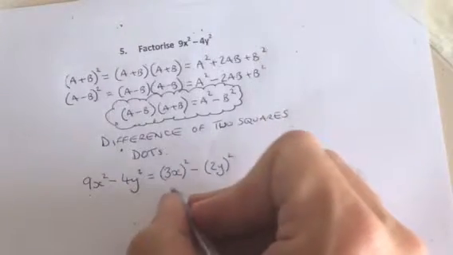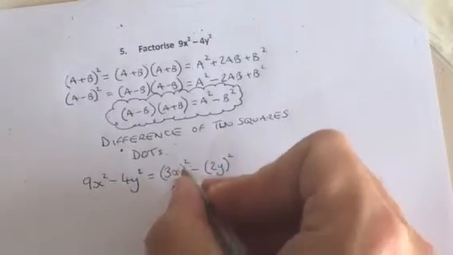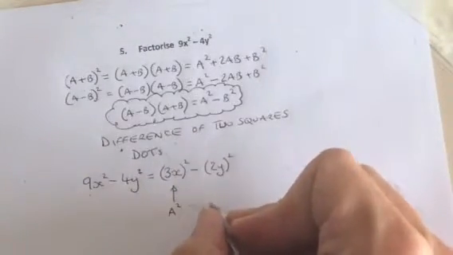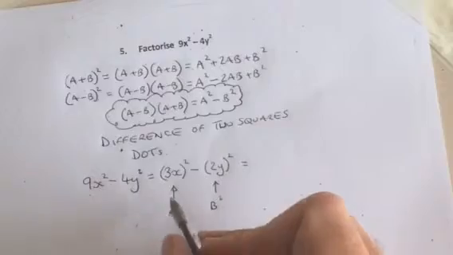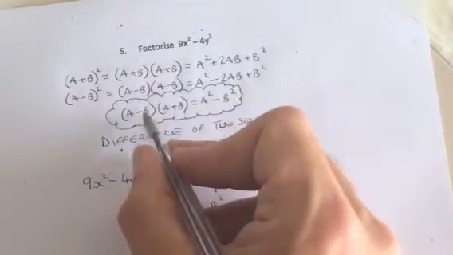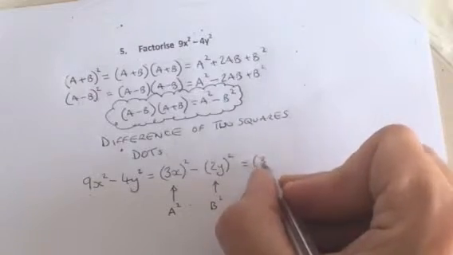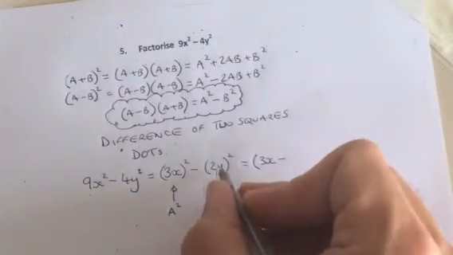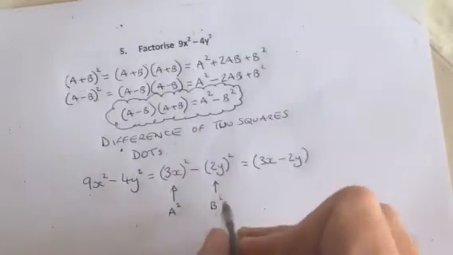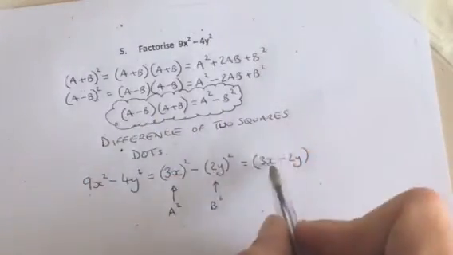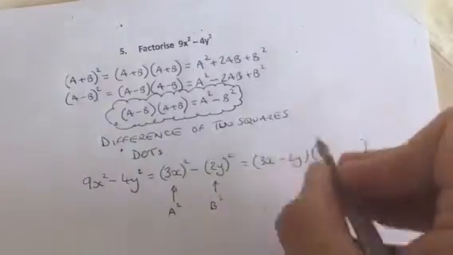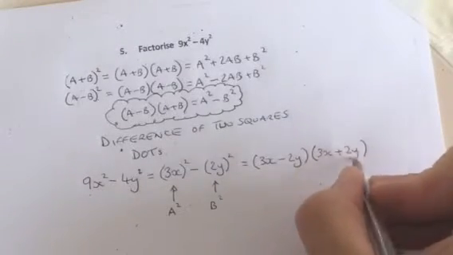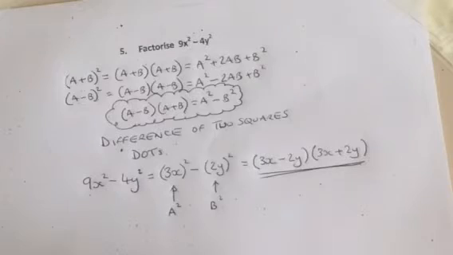Now, this is our a squared, and this is our b squared. So that is equal to a squared minus b squared, which is a minus b times a plus b. Here a is 3x and b is 2y, so a minus b is 3x minus 2y, and a plus b is 3x plus 2y. So that is the factorization of 9x squared minus 4y squared.